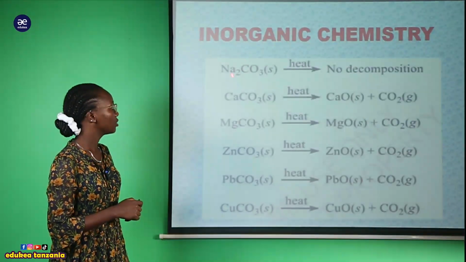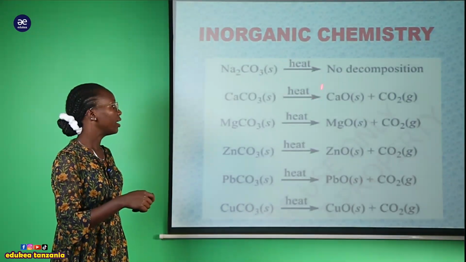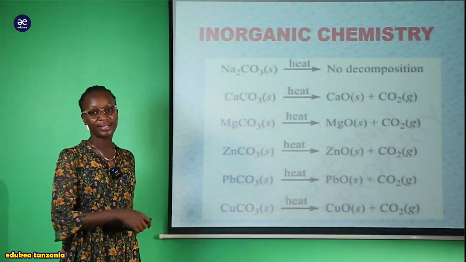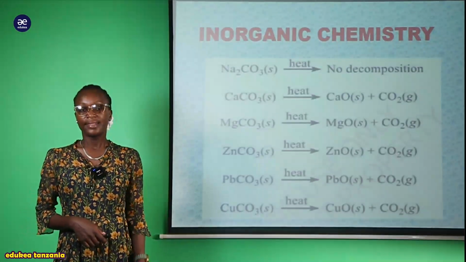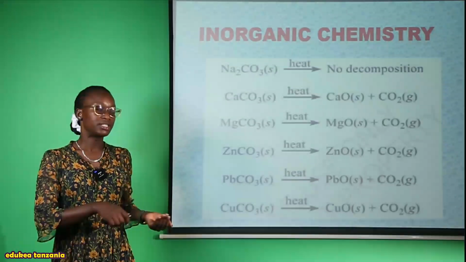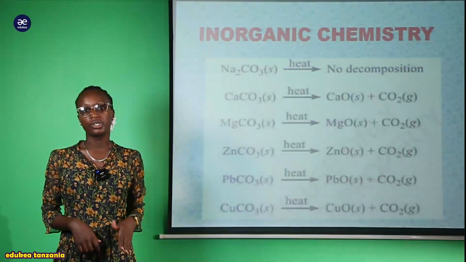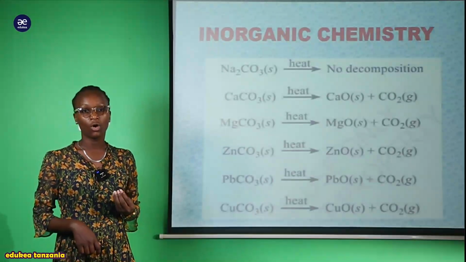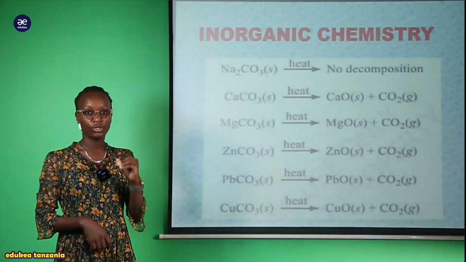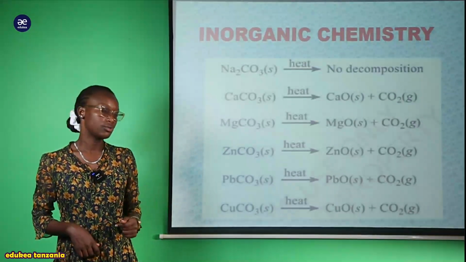That's why you see here the sodium carbonate undergoes reaction under heat and the product is no reaction, or you can say no decomposition. The same applies to potassium carbonate, itakuwa hivi, no decomposition. Why? Because these carbonates are very stable compounds due to these most reactive metals, potassium and sodium.